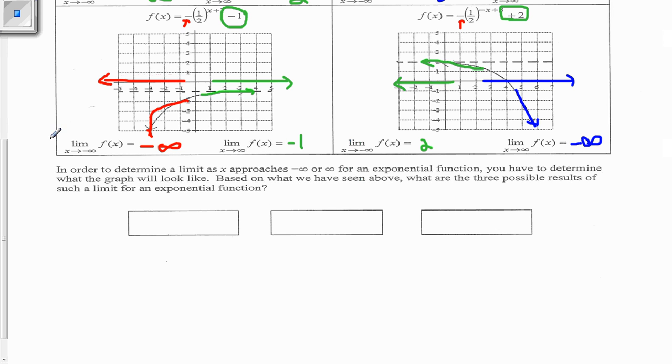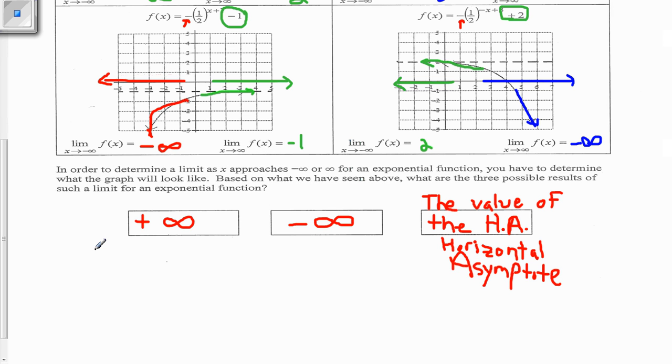Okay, in order to determine a limit as x approaches negative infinity or positive infinity for any exponential function, you have to determine what the graph will look like. Based on what we've seen above, what are the 3 possible results of such a limit for an exponential function? Take 2 seconds to see if you can come up with the 3 solutions. So the limit for an exponential function is going to reach either positive infinity, negative infinity, or the value of the horizontal asymptote. Again, I apologize for the writing as I'm using the mouse and not my tablet pad.